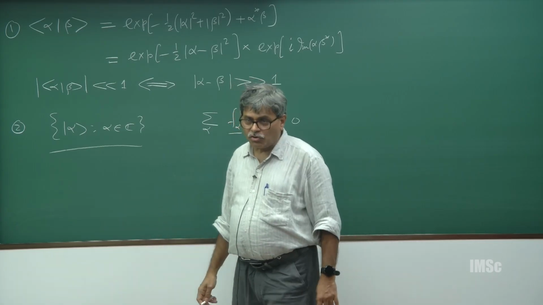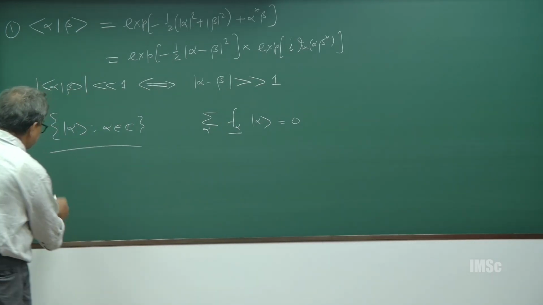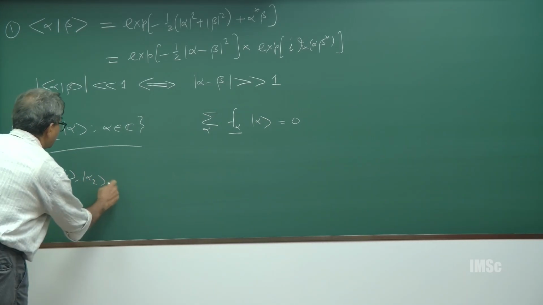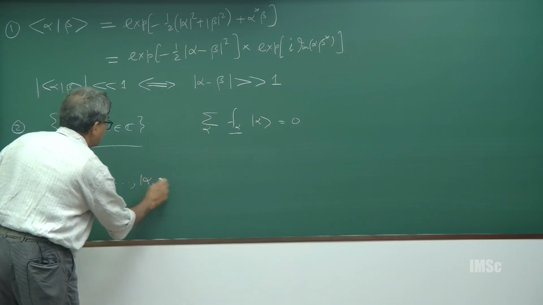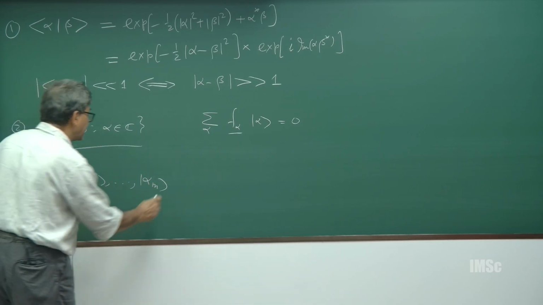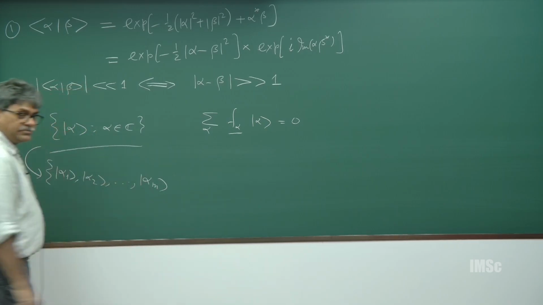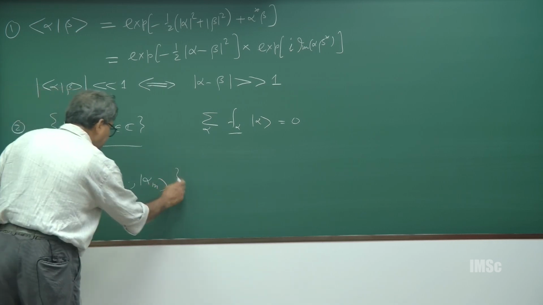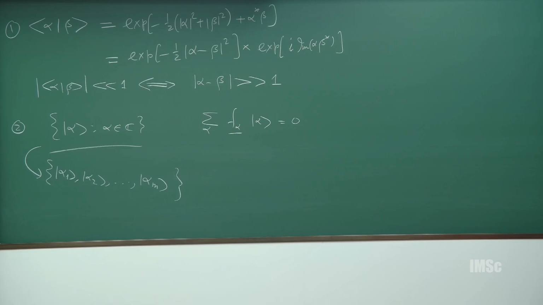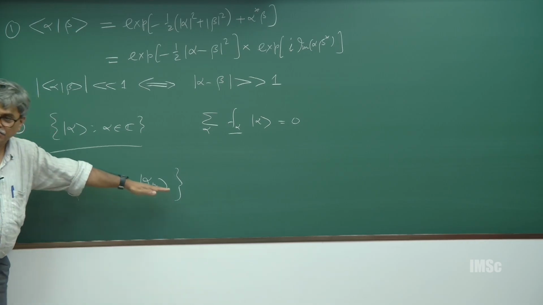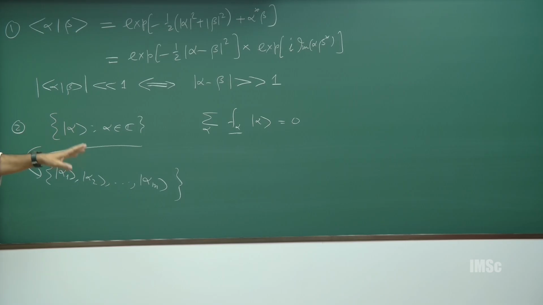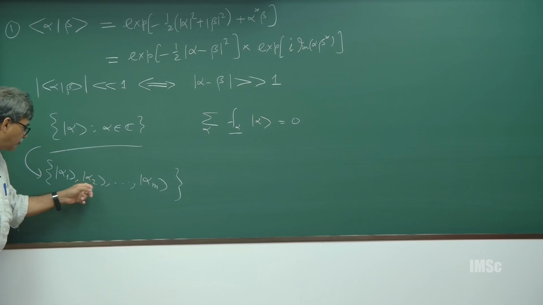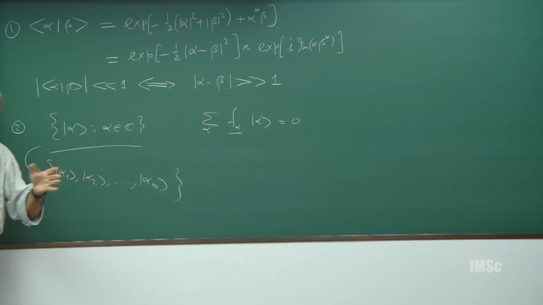So, my point is, if I choose a collection like alpha 1, alpha 2, up to alpha m, where m can be any finite number, the only thing is these are different complex numbers. Then you can show that they are linearly independent. Only thing is they should be different, because if two of them are the same, they are no more linearly independent.